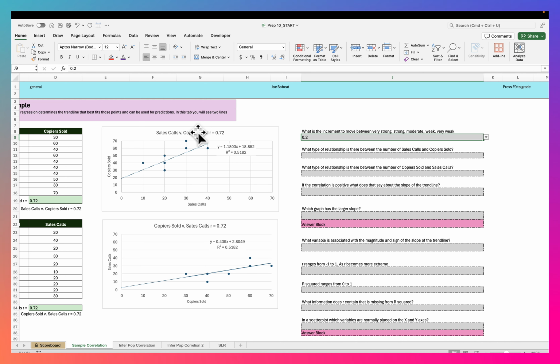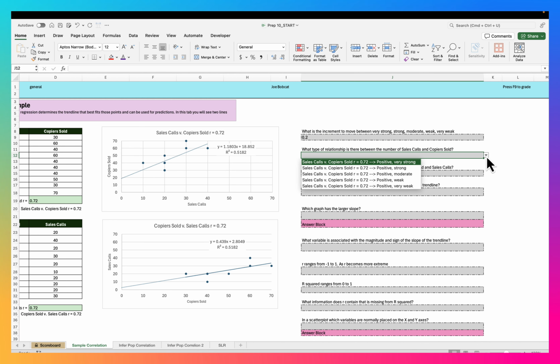So sales calls, copiers sold, here's the relationship. And let's see what our choices are. So we've got the correlation each time, and it's a positive relationship. The reason we know that is because the line is going up. And then the question is, is it very strong or strong?